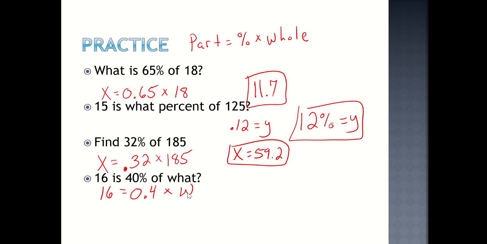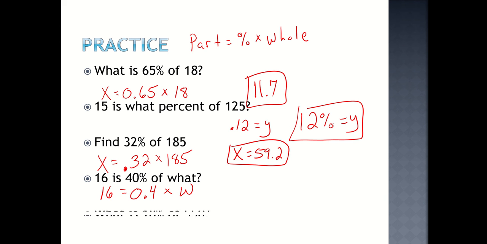You might be wondering, why are you not using X? Well, I didn't want to use the dot for multiplication because we've got that decimal in there. And so I didn't want to have X times X or 0.4 times X with the multiplication symbol looking like the X. So I went ahead and changed my variable to W, which is fine, represents whole, right? So how do we solve for W here?